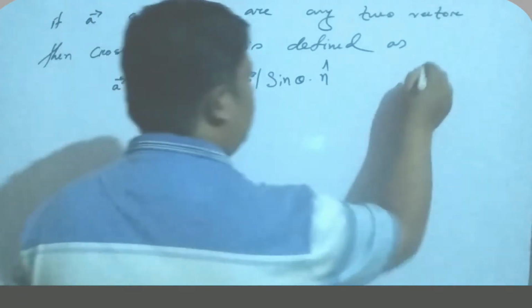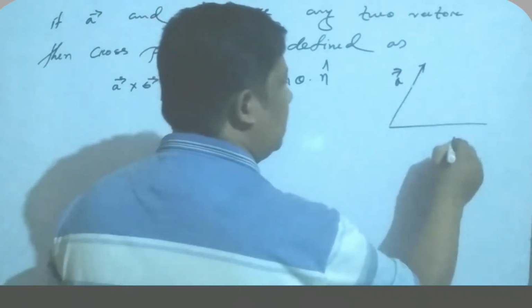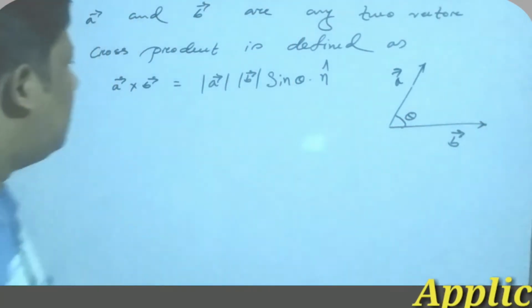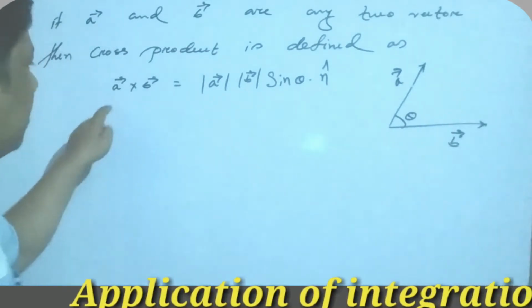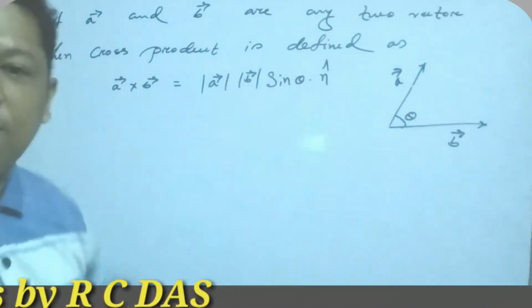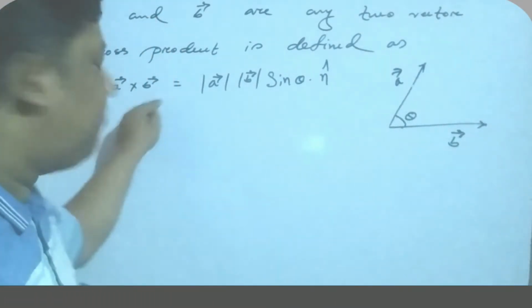Suppose there are two vectors, vector A and vector B, and the angle between them is theta. Then the cross product is defined as A cross B equal to mod of A mod of B sin theta and n cap, where n is the unit vector perpendicular to both A and B.